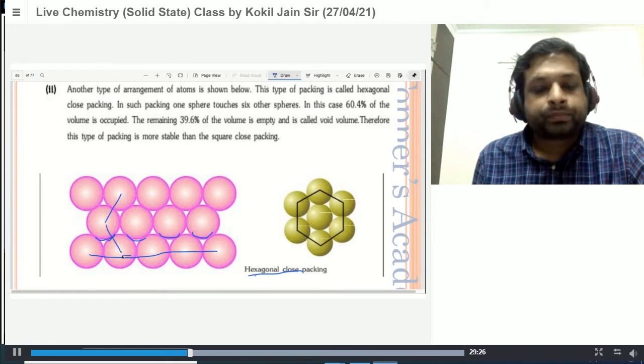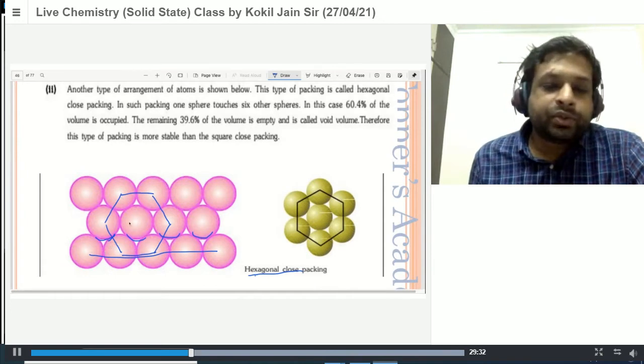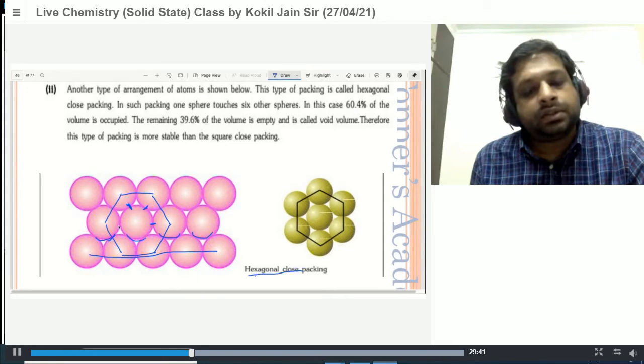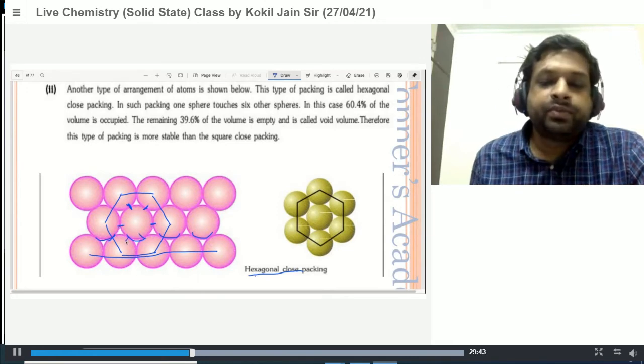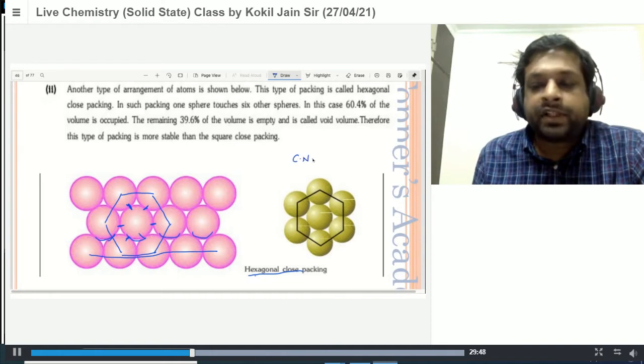The lowest energy structure would be that one. This is hexagonal close packing, where each particle is surrounded by the greatest possible number of particles. Each single solid sphere is touching six others, the highest packing efficiency possible. That's why the coordination number in this type is what we are going to see.